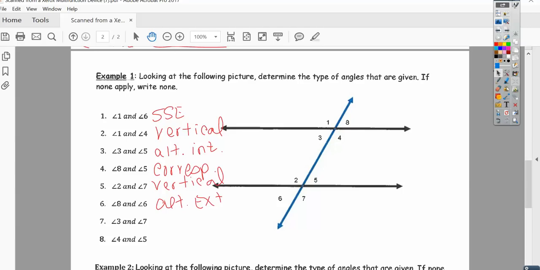Angle 3 and angle 7. Well, they're not both interior and they're not both exterior. Do they have anything in common? Nope, none. And how about angle 4 and angle 5? Angle 4 and angle 5, they are same side interior angles.